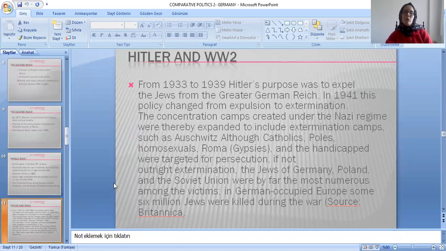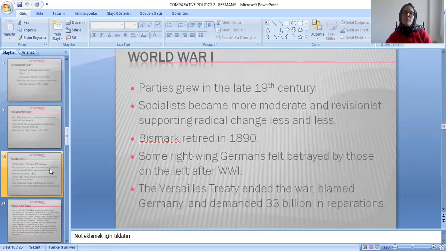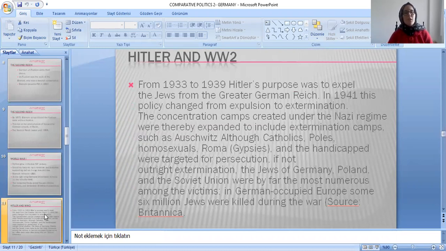Hitler and World War II. Now, after World War I, we are going to cover World War II. From 1933 to 1939, Hitler's purpose was to expel the Jews from the Greater German Reich. In 1941, this policy changed from expulsion to extermination. The concentration camps created under the Nazi regime were thereby expanded to include extermination camps such as Auschwitz.